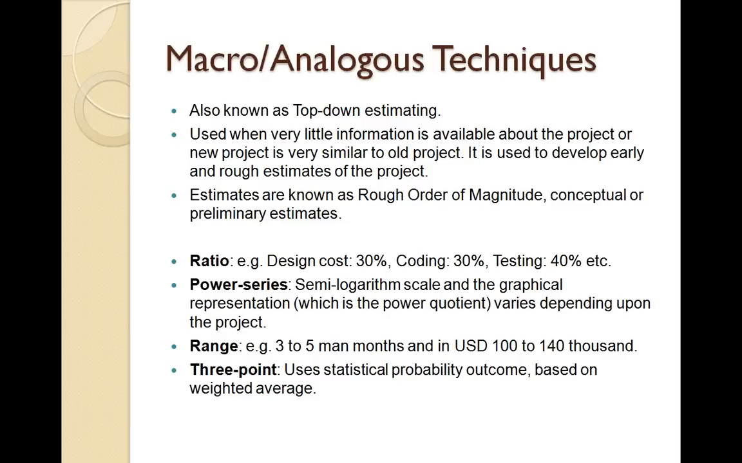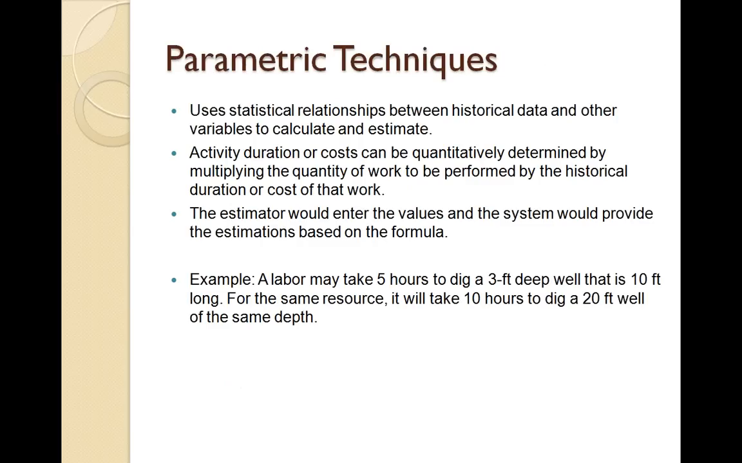The next category is called parametric technique. This uses various statistical relationships between the historical data and other variables to get the estimates. So it is using activity duration and cost. It is quantitatively determined by multiplying the quantity of the work by the historical cost and the duration.